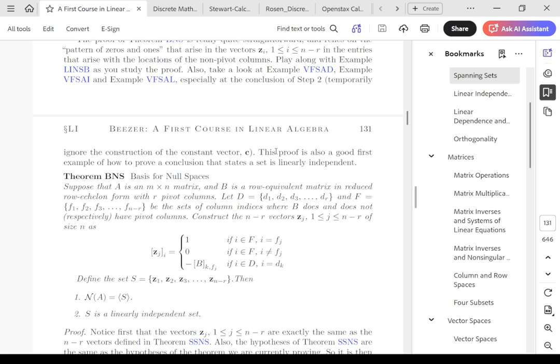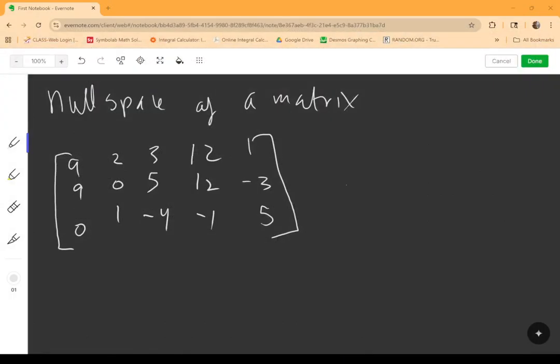Not only that, this set S is linearly independent. Now let's parse through what this means, going back here. Let's say I reduce this matrix to reduced row echelon form.